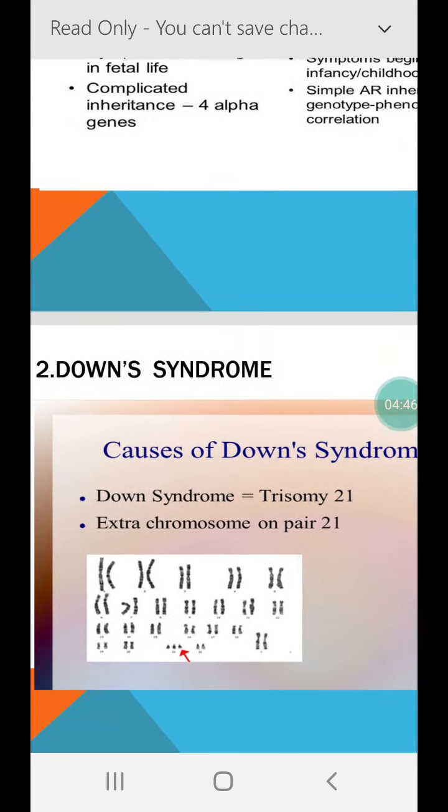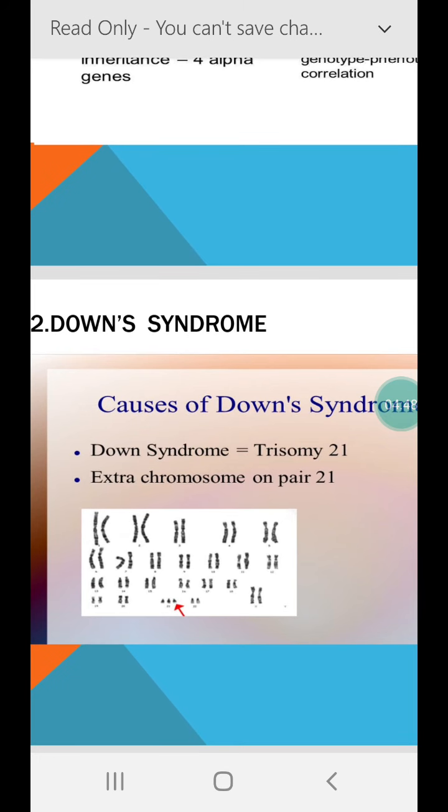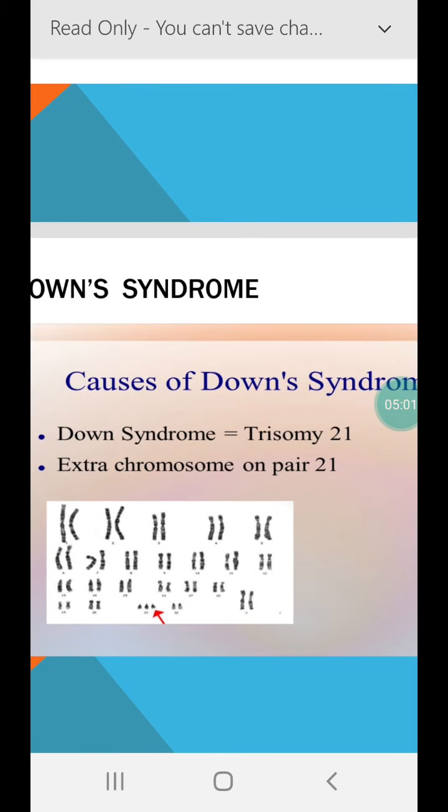Next is Down syndrome. Down syndrome is trisomy of the 21st chromosome, meaning an extra chromosome on the 21st chromosome. See, you can see in the figure with the red mark, 3 chromosomes are there in case of chromosome number 21.